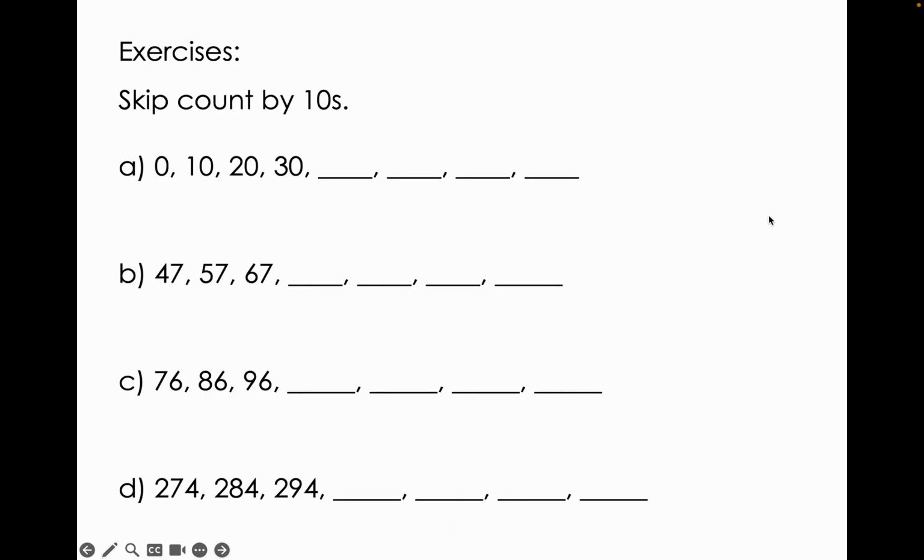All right. Here's some exercises. You're going to skip count by tens, but you're going to start at different numbers. Go ahead and do that independently. So for this first one, you should have 40, 50, 60, 70. Then for this one, you should have 77, 87, 97, 107. Next one, you should have 96, 106, 116, 126, 136. And then this one, you should have 304, 314, 324, and 334.